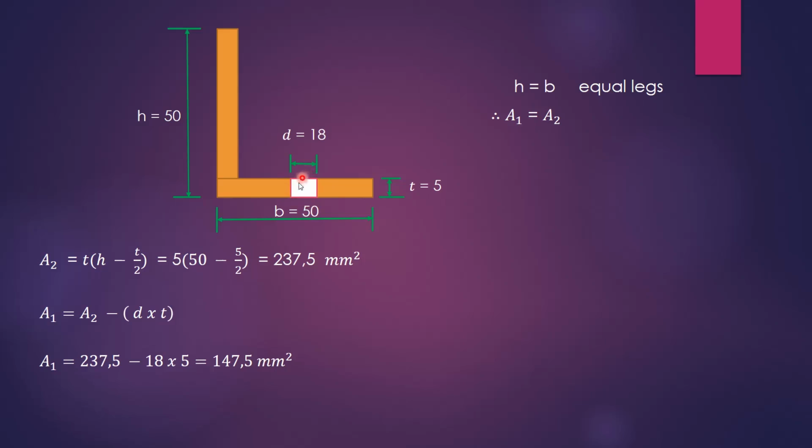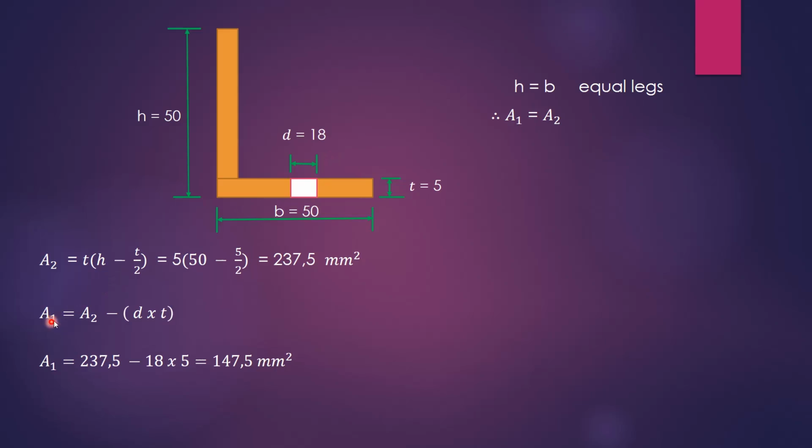So now this area here is d multiplied by t. So area 1 is equal to area 2, but we have to subtract what? The empty space, which is d times t. D is the hole diameter. T we already know, which is 5. But why is d 18? It is because we are given that the size of the bolt is 16. So we know that the size of the hole is going to be 2 millimeters more than the size of the bolt. So you add 2 to 16. That's how we get 18.